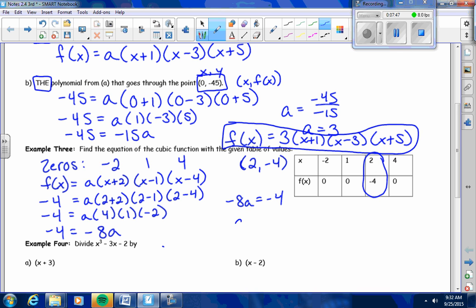Divide both sides by negative 8, and we have a equals 1/2, because it's negative 4 divided by negative 8. So that is 1/2. Now we can write the polynomial. F of x equals 1/2 times the factors x plus 2 times x minus 1 times x minus 4.